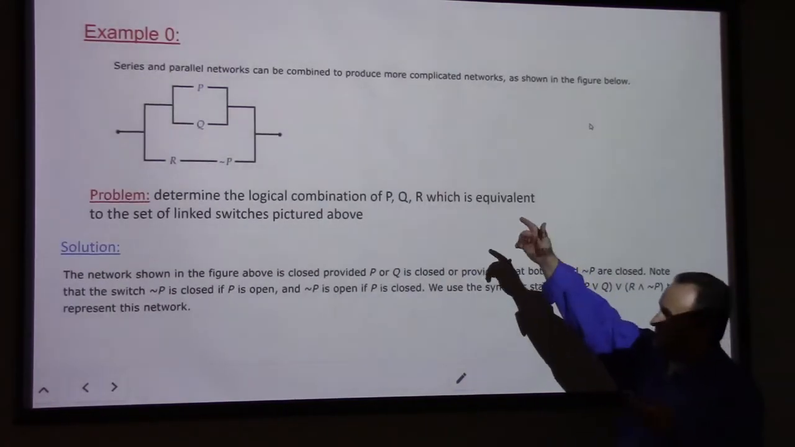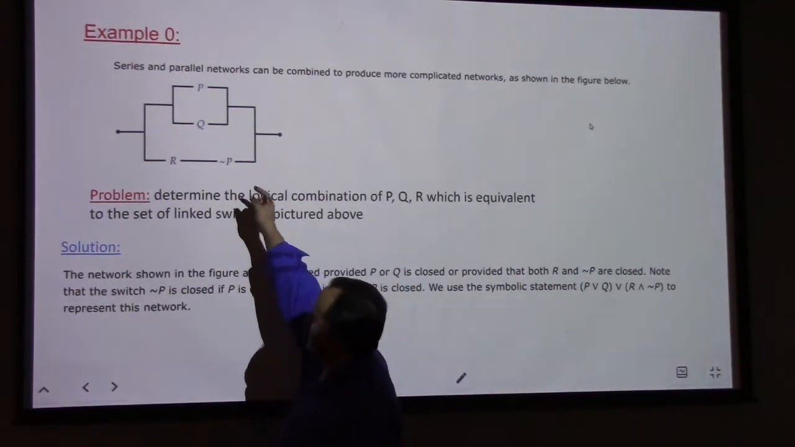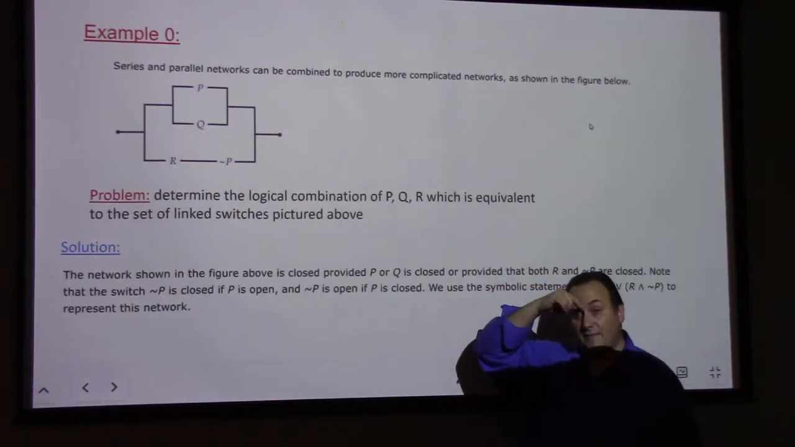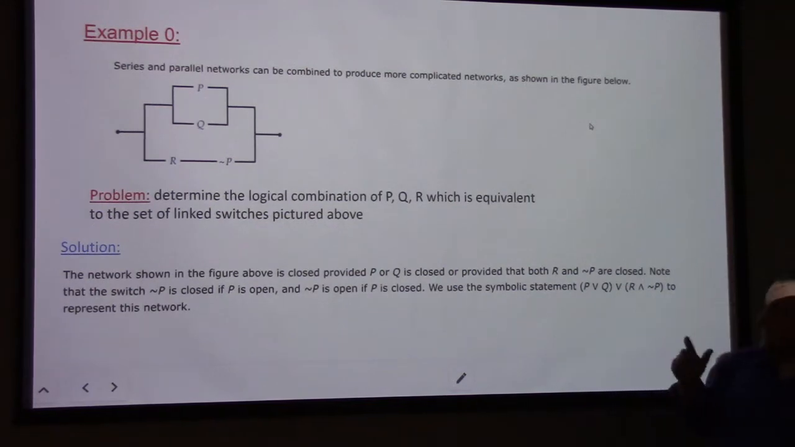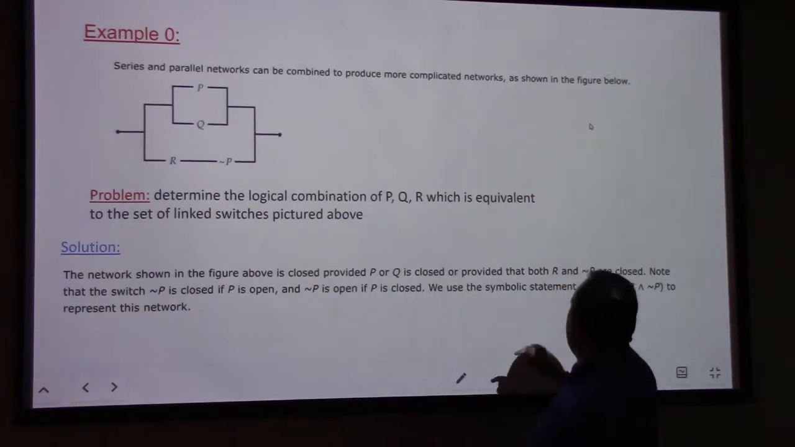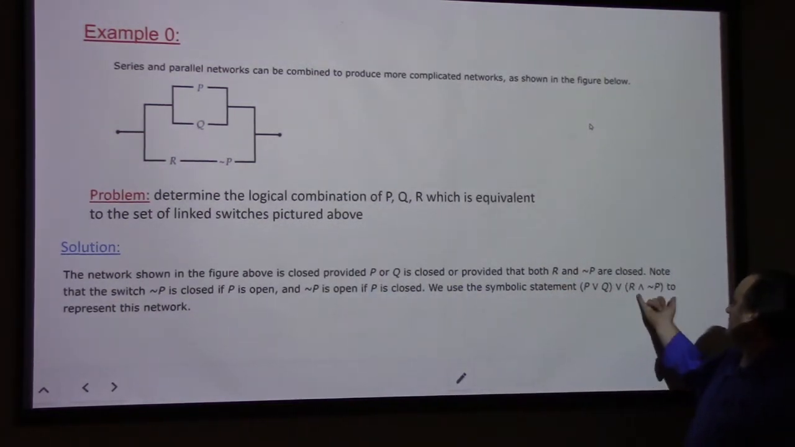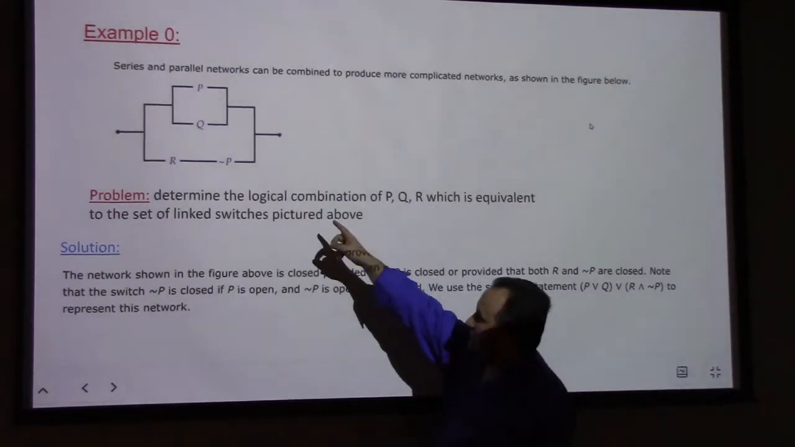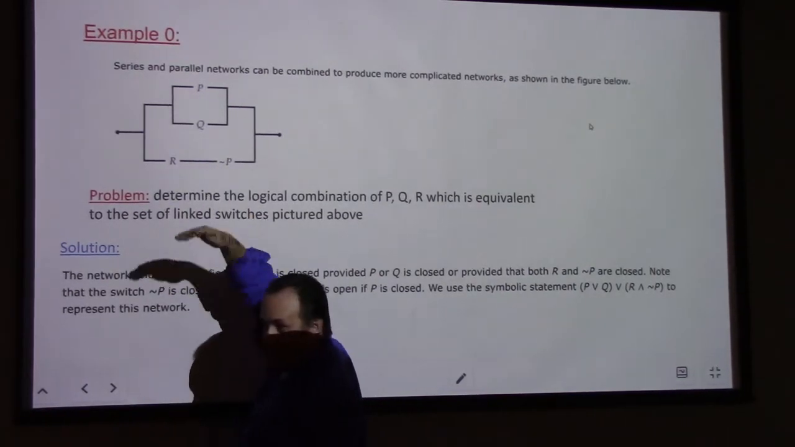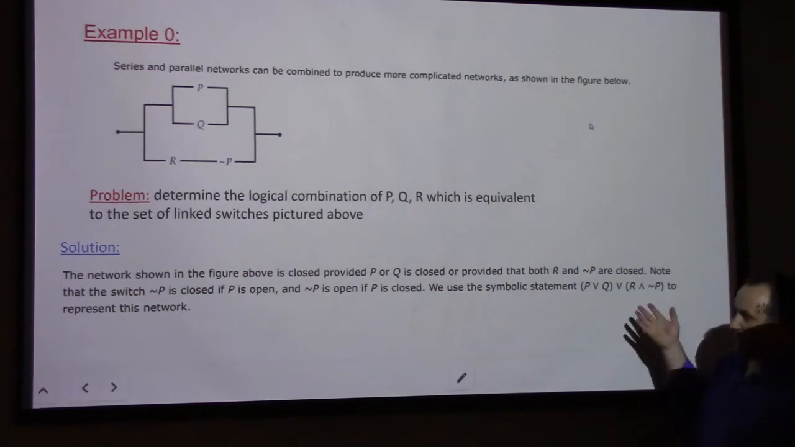We said, okay, so here's a circuit, P, Q, and then R, and then not P here. The P and the not P means that when the P switch is closed, the not P switch is open, and vice versa. So they're linked. The question was, determine the logical combination of P, Q, and R which is equivalent to the set of linked switches pictured above. What we said was, it was P or Q, because that's the top piece, and then or R and not P. The R and not P is the series combination right here, and that series combination and that parallel combination are in parallel with each other. So this was an example.